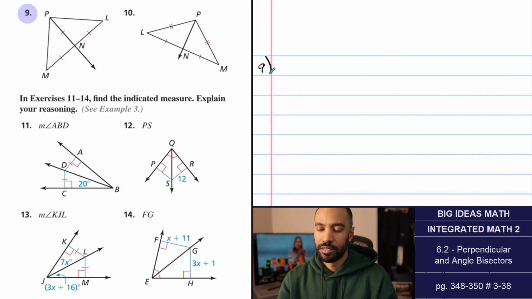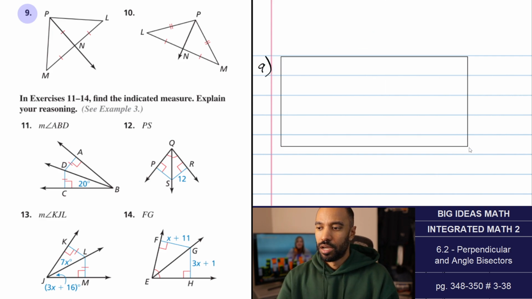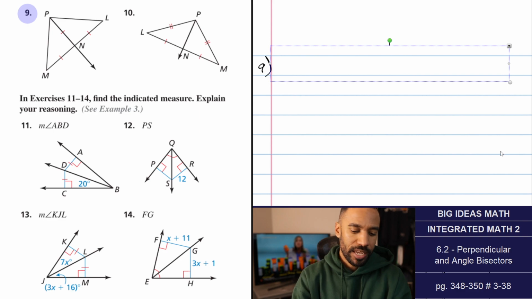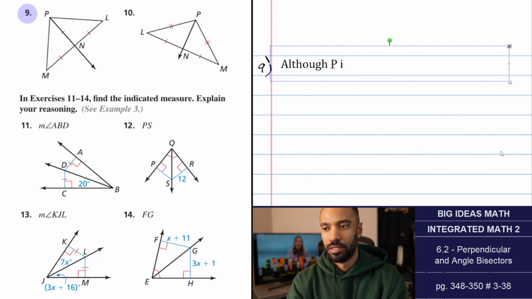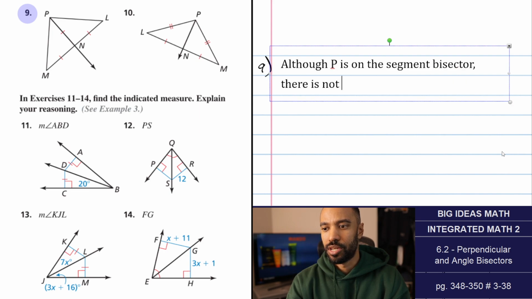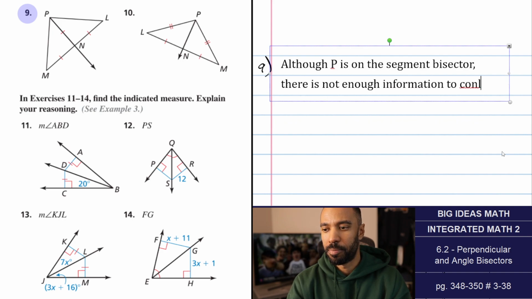So number 9, although P is on the bisector, there is not enough information to conclude that it is perpendicular.